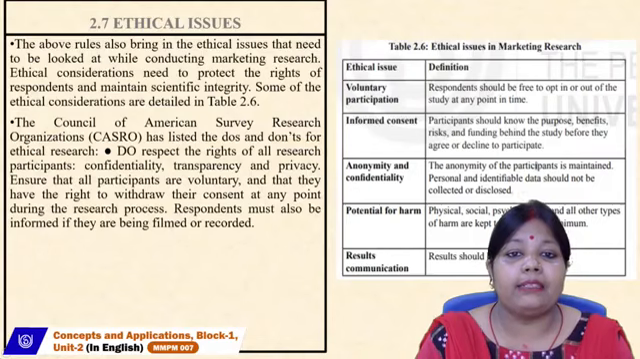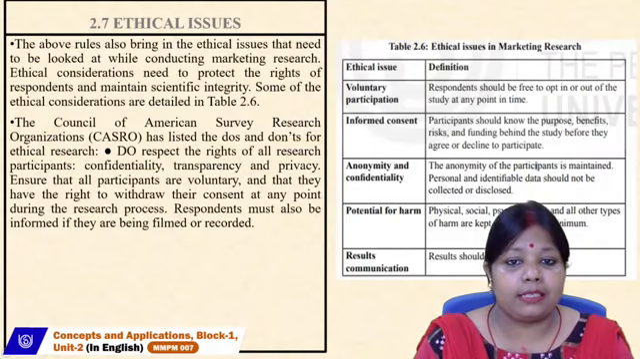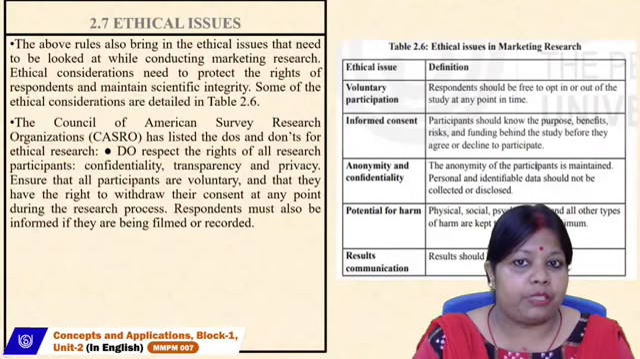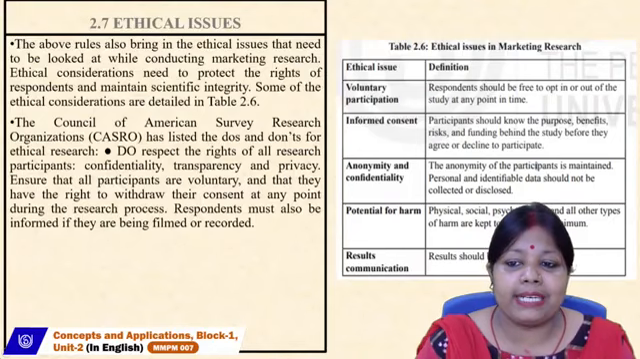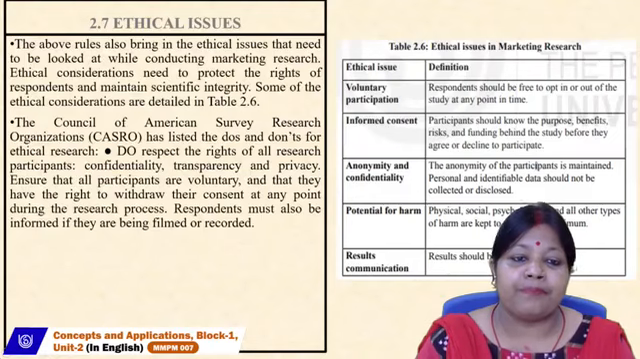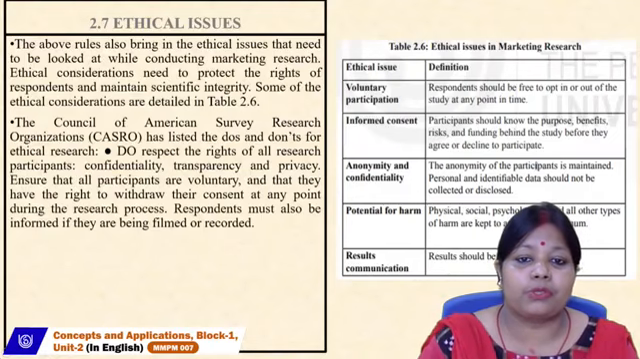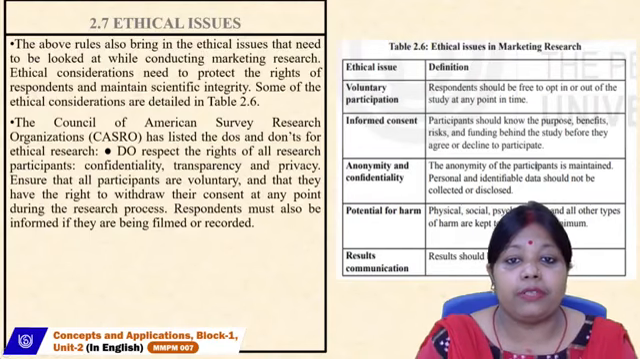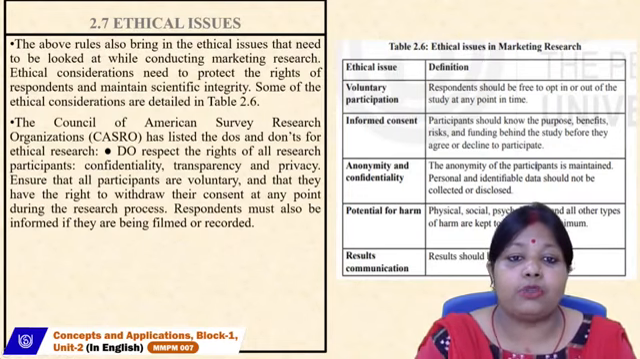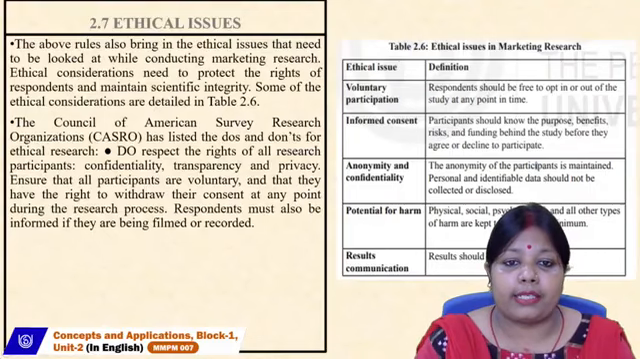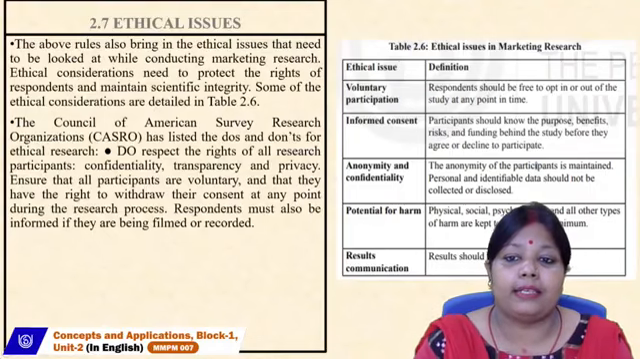Then result communication. Results should be accurately shown. We should not manipulate the result. We should not change the result at the end. The ethics says whatever result I am getting from the research, that should be clearly shown to the society. Because, as I said in the first days, research is a contribution to the society, or we can say we are solving a problem, or we are giving the solution to the problem. So if this is the solution, this should be clearly communicated to the society so that everybody should know and understand the problem as well as the solution.